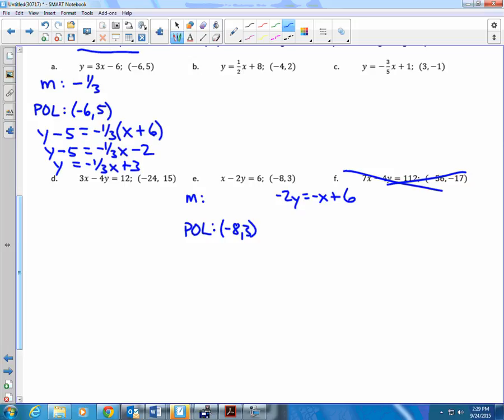Now what? Divide by negative 2. Y is 1/2 x minus 3. What's the slope of this line? 1/2. So what would be the slope of the line perpendicular? Negative 2. Good.